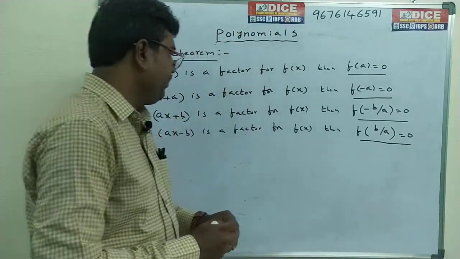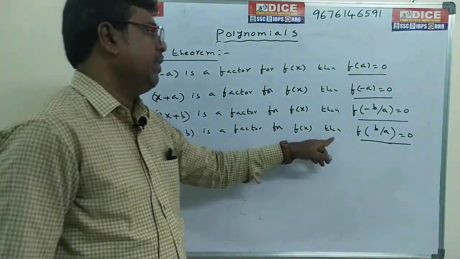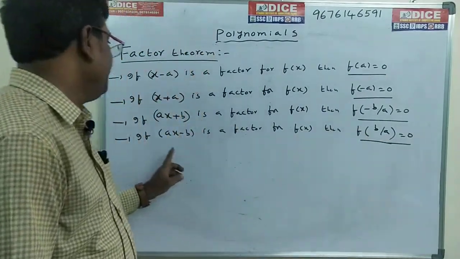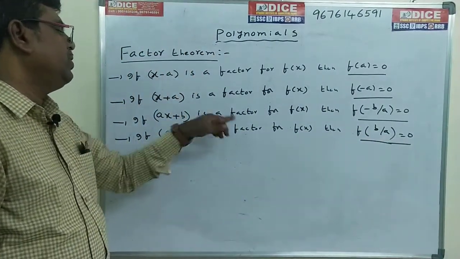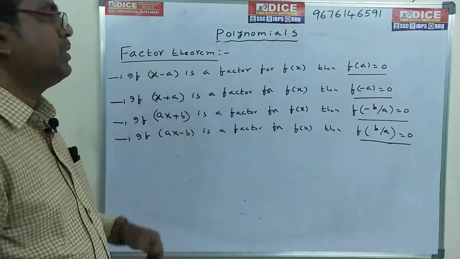So here, if ax minus b is a factor for f of x, then f of b by a is equal to 0. Why? Because ax minus b is equal to 0, ax is equal to b, x is equal to b by a. So these four formulas are very important.